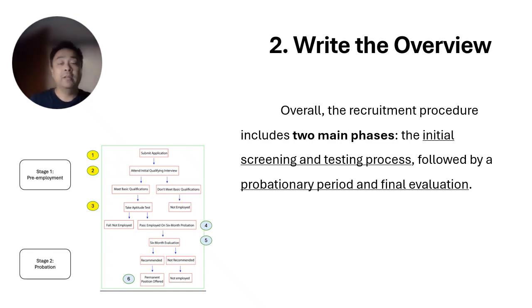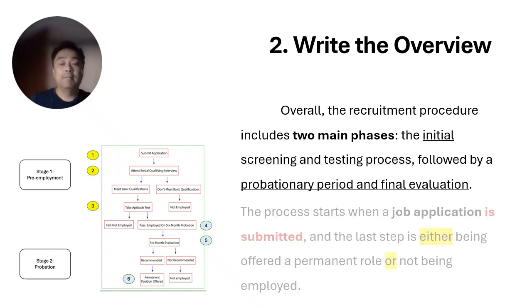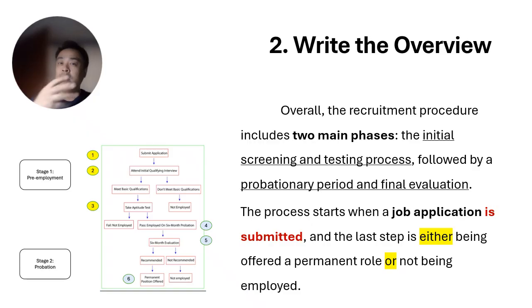Now, one more sentence is needed. What goes in and what is the final state? So what goes in is a job application. And then the last step is success or failure, being offered a permanent job.